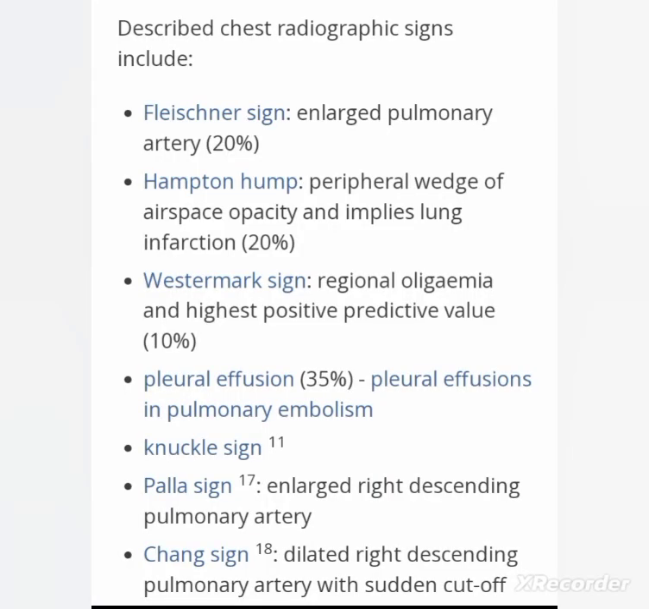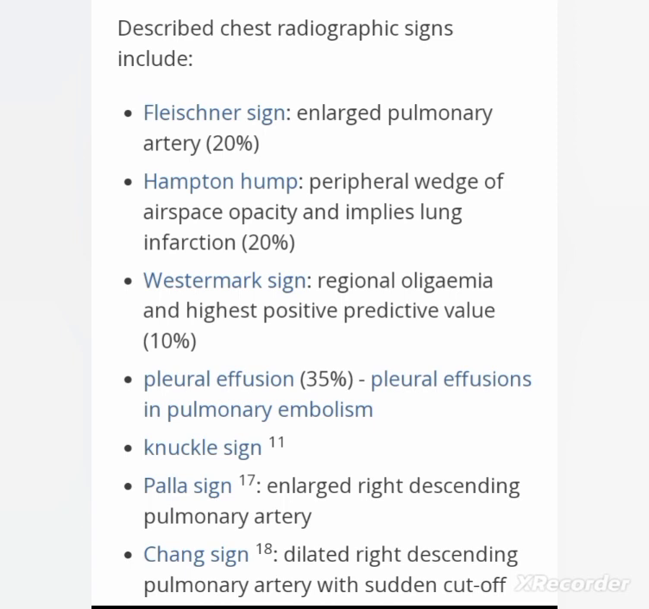The Fleischner sign means enlarged pulmonary artery due to thrombus formation or the emboli formation. There will be enlarged pulmonary artery. That is known as the Fleischner sign. When we are observing the X-ray, you can see the enlarged pulmonary artery. That is known as the Fleischner sign.